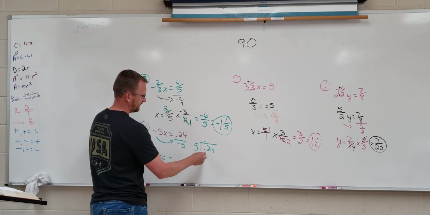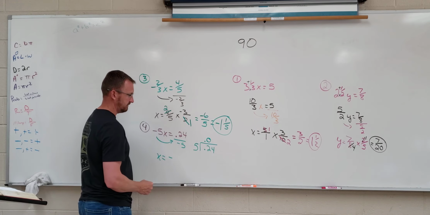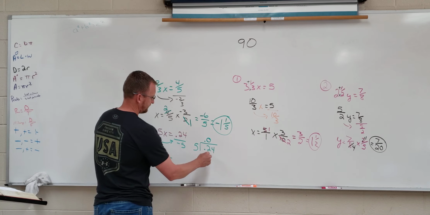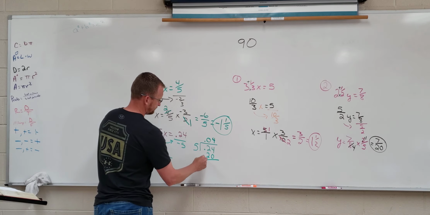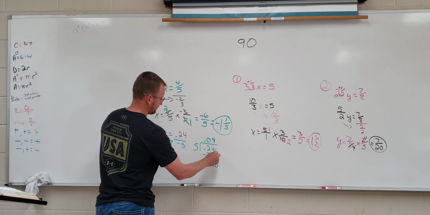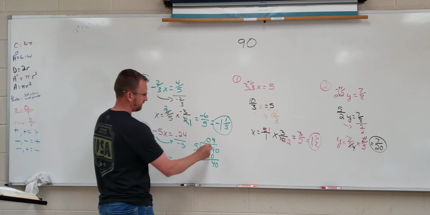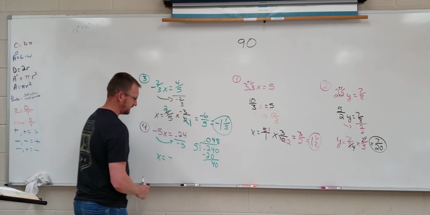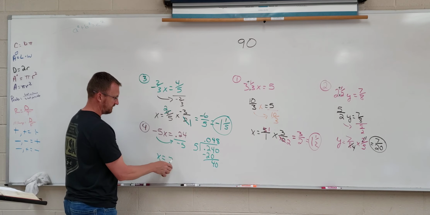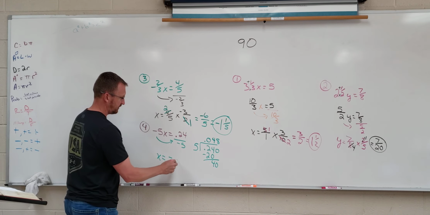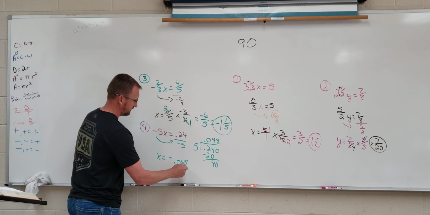Simply divide. 5 into 2, 0. 5 into 24 goes 4. Bring down our 0. 5 into 40, 8. Again, positive divided by negative gives me a negative 0.048.